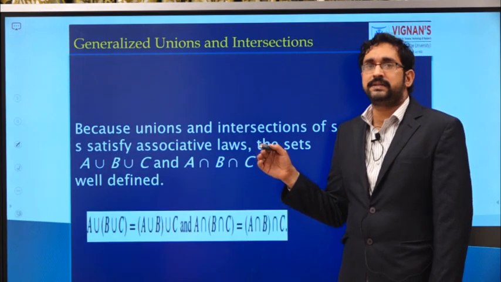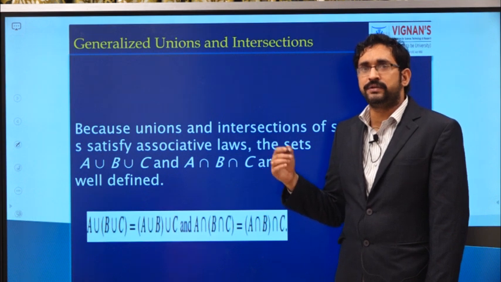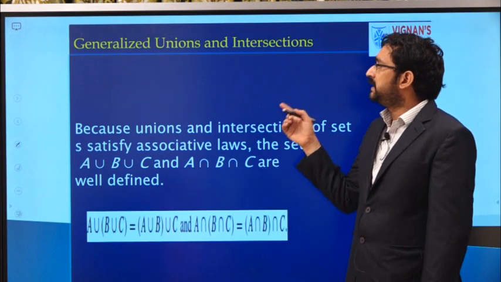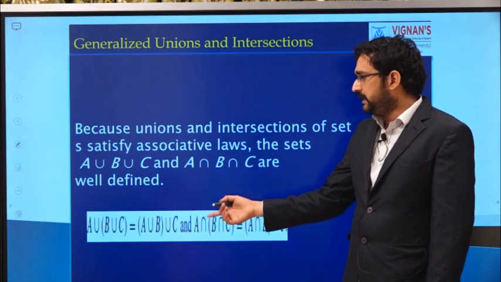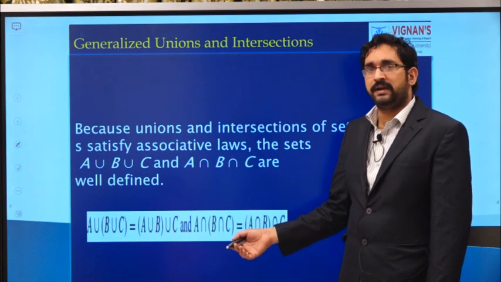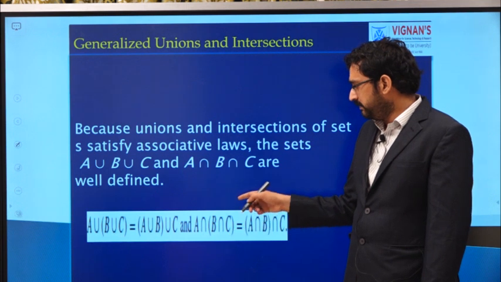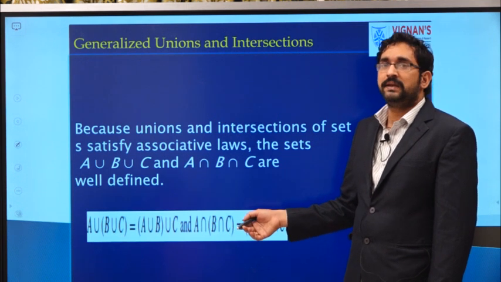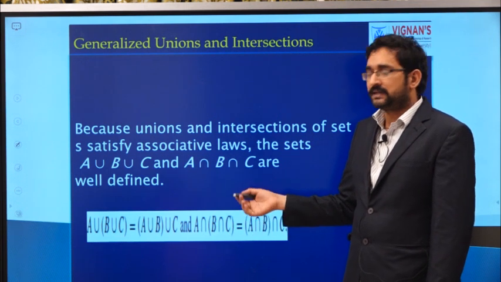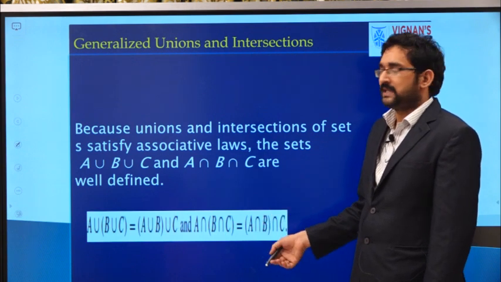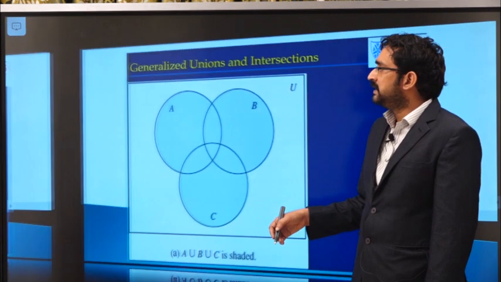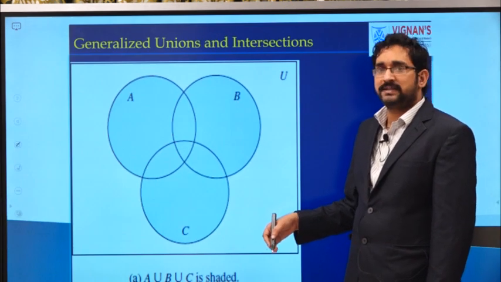So far we have discussed union and intersection for two sets. Now this is for generalized union and intersection. So for three sets, A union (B union C) can be expressed as A union B union C. Similarly, A intersection (B intersection C) can be written as A intersection B intersection C. So this is about generalized union and intersection.